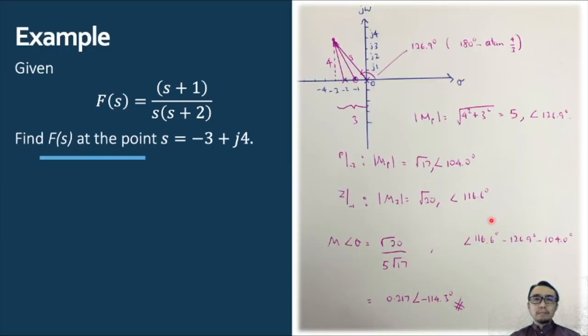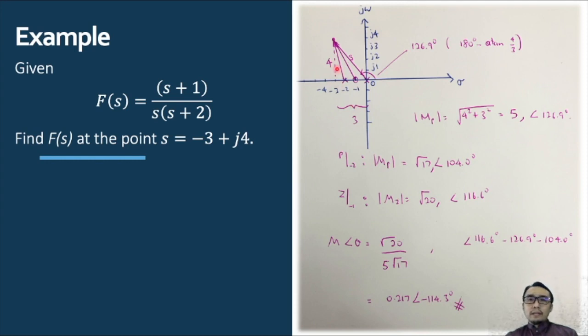To illustrate this, assuming we have a function F(s) equals (s plus 1) over s times (s plus 2). If we want to find the function F(s) at this particular point, all we need to do is identify this point, minus 3 plus j4, as shown here, and then we can draw that. We have 1 zero and 2 poles: 1 zero at minus 1 and 2 poles at 0 and minus 2. If you draw these vectors, the goal is just to evaluate F at that particular point.